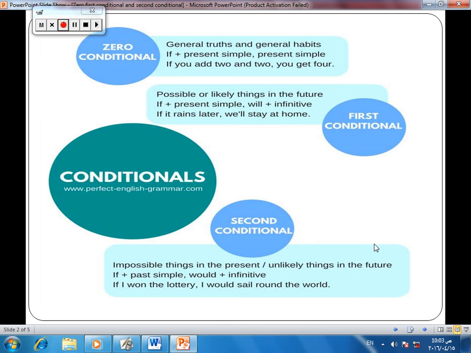The first conditional, we have present simple and future simple, will plus the infinitive. If it rains later, we will stay at home. This is the first conditional. The second conditional, we have impossible things in the present or unlikely things in the future. If plus past simple, would plus the infinitive. If I won the lottery, I would sail around the world.